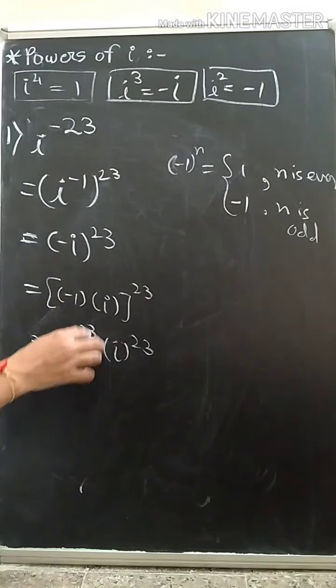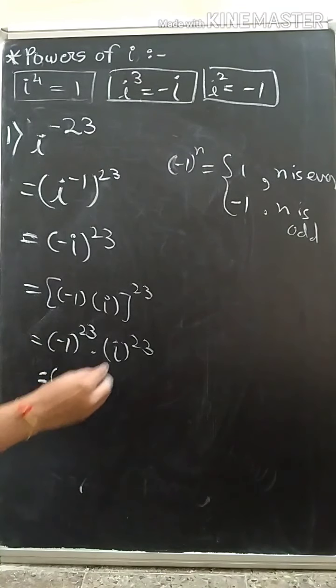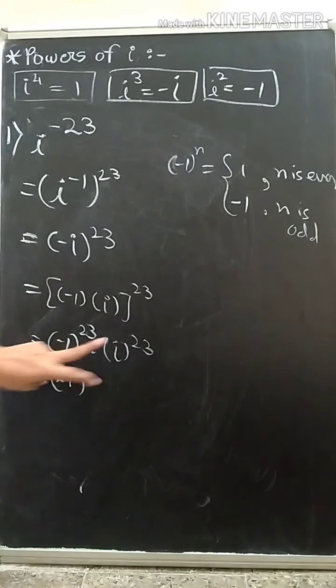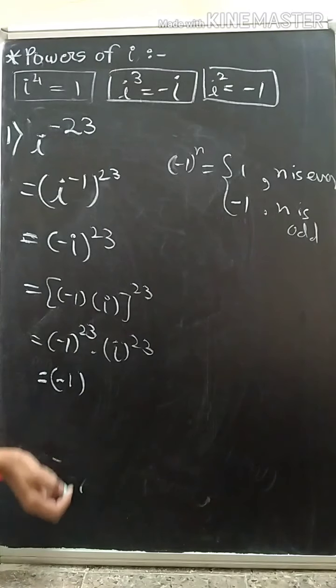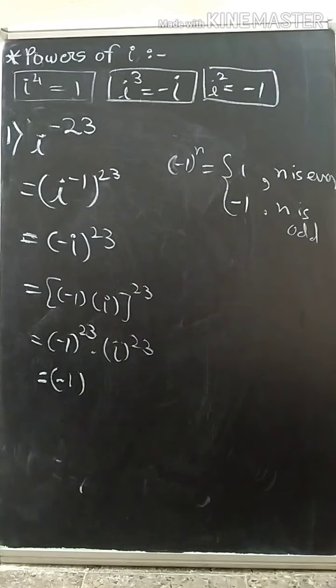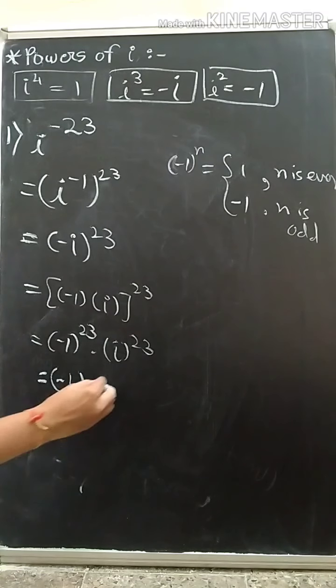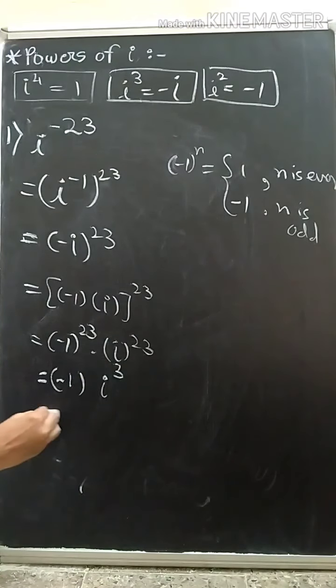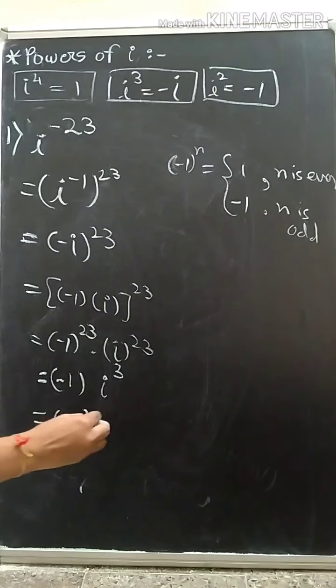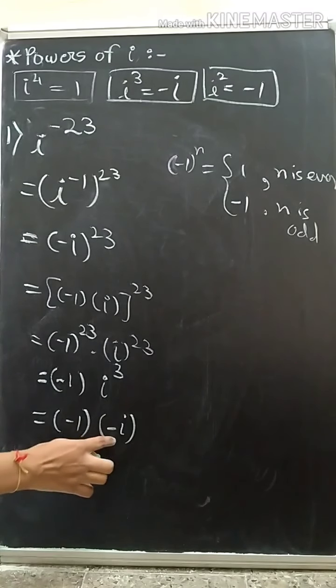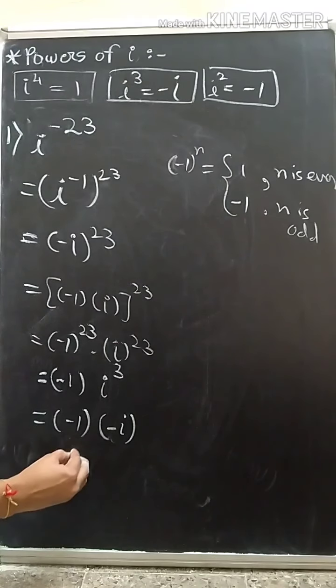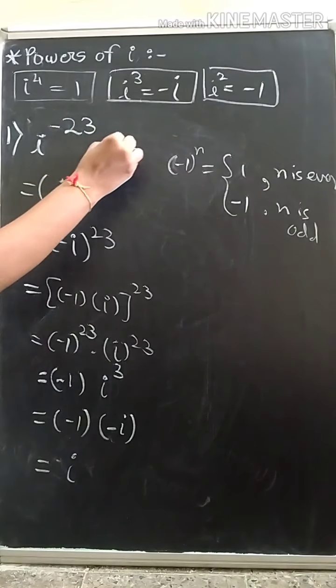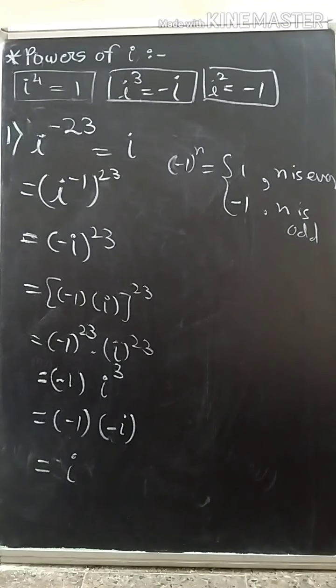सो -1 raised to 23 is -1 आणि i raised to 23. जर 23 ला आपण 4 ने डिवाइड केलं तर रिमाइंडर किती येते? 4 5 जा 20 उरले किती? 3. सो i cube now -1 into i cube is -i. The -i into -1 minus plus. So answer is i. So i raised to -23 is plus i.